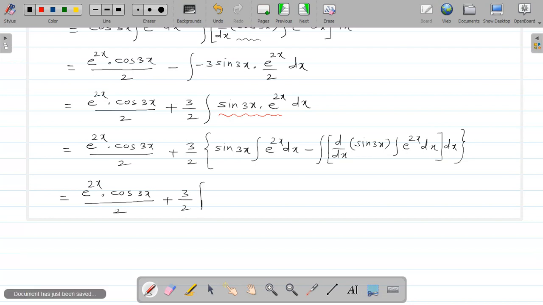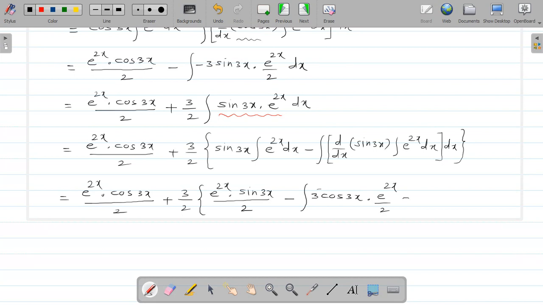Now in the curly bracket what will you get? In the curly bracket you will get the integration of e raised to 2x, that is e raised to 2x upon 2. So I will write the term as e raised to 2x into sin 3x upon 2 minus integration. Now what about the derivative of sin 3x? Derivative of sin 3x is 3 times cos 3x, right? Into integration of e raised to 2x, which is again e raised to 2x upon 2, and we have to evaluate the integration of it again.